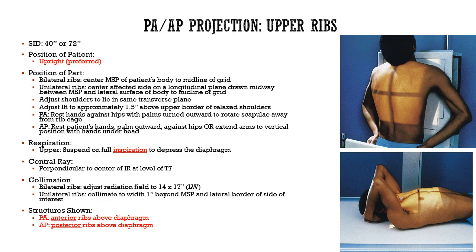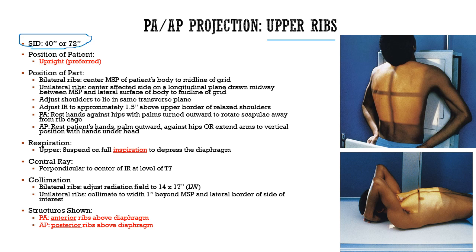So here's an explanation of the PA or AP projection of the upper ribs. We can perform this at 40 or 72-inch distance, depending upon whether the patient is upright or recumbent. Upright is preferred since we're performing upper ribs. If bilateral ribs are being performed, center the mid-sagittal plane of the patient's body to the midline of the grid. For unilateral ribs, we're going to center the affected side on a longitudinal plane drawn midway between the mid-sagittal plane and the lateral surface of the body to the midline of the grid.